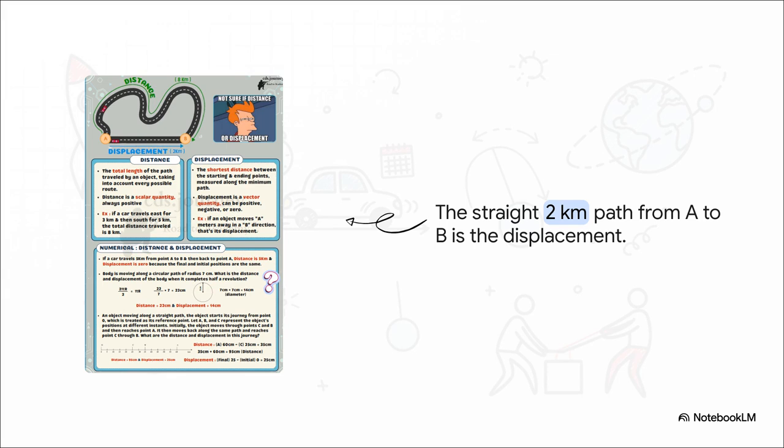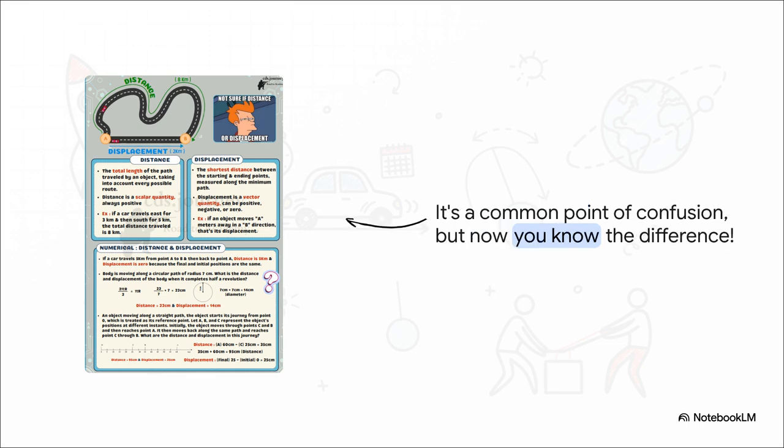The distance was 8 kilometers. The displacement is 2. One is the journey, the other is just the direct result. Yeah, this is a classic stumbling block when you're learning physics, but it's really that simple. Distance is the long, winding road, displacement is the straight line shortcut, and now you're in on the secret.